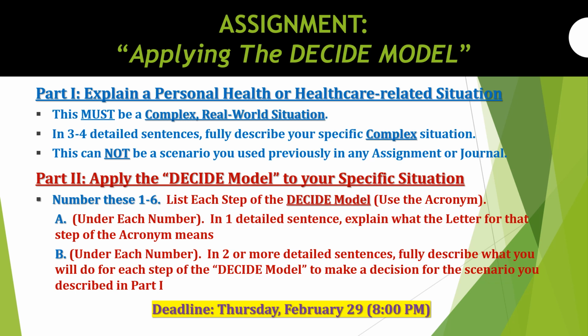And then under part 2, I would want you to put the numbers 1 through 6. And number 1, put D. Number 2, put E. Number 3, put C. So you're going to spell out DECIDE. And under each one, you'll put an A and B.